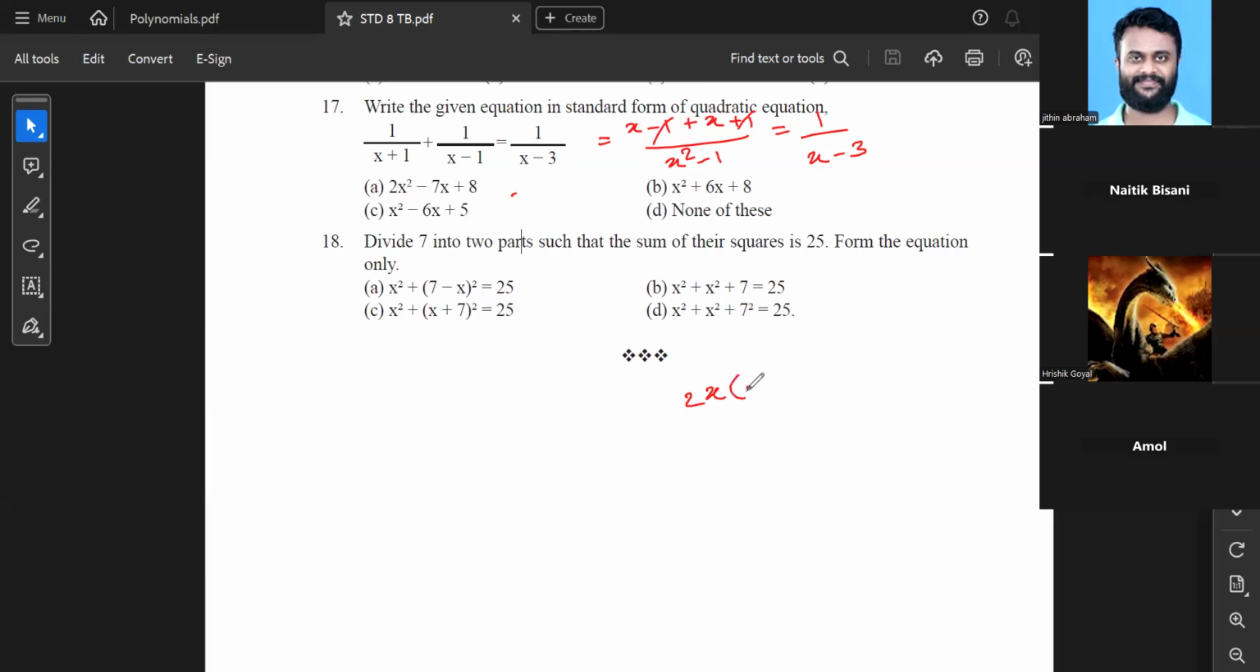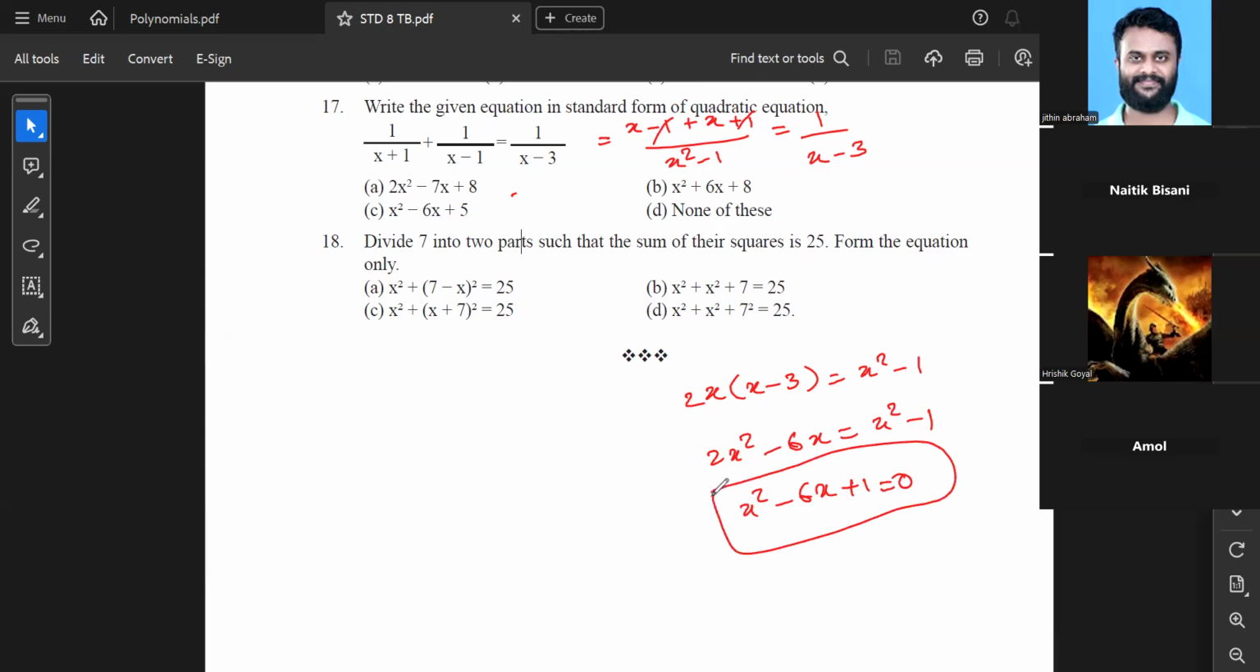Then you take x minus 3 over here. So 2x multiplied by x minus 3 is equal to x square minus 1. That gives you 2x square minus 6x is equal to x square minus 1. That gives you x square minus 6x plus 1 is equal to 0. This is your quadratic equation. And then further solve it. Actually, no, you don't need to solve further. You only have to find the quadratic equation. None of these will be your answer. Any doubt?